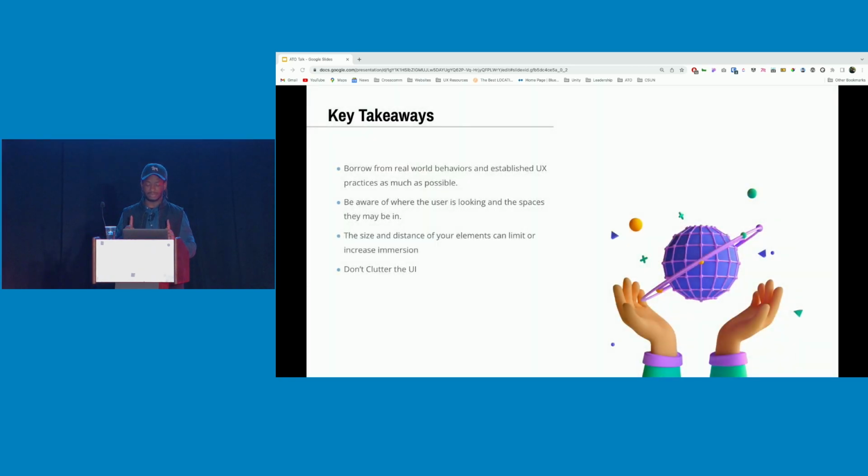So, key takeaways. Borrow from the real world and establish UX practices as much as possible. Be aware of where a user is looking within a space and where they may be. Remember, the size and distance of your elements can limit or increase immersion. And lastly, but not least, and this is probably the last time you hear me say that, do not clutter the UI.